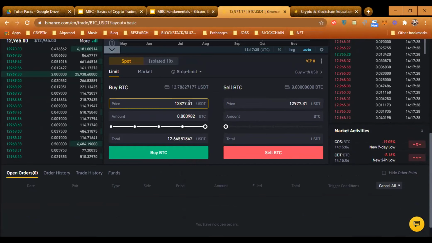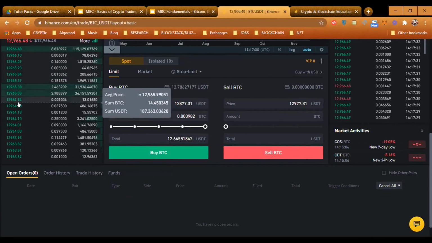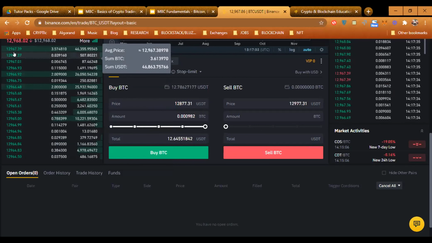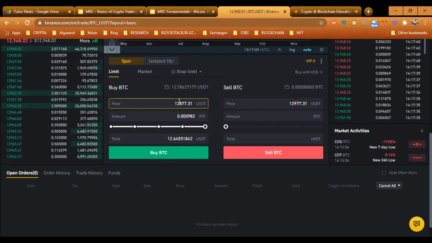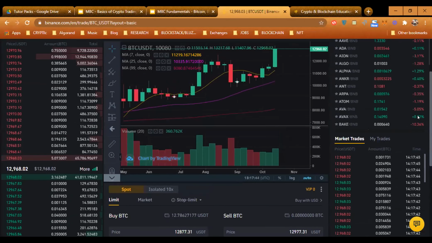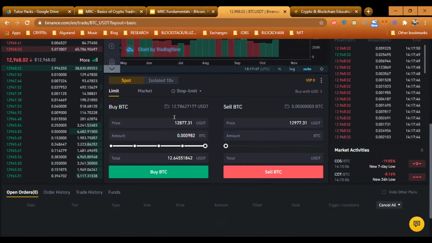If I click on buy BTC, my order will come somewhere here and come down. For example, you can see that this is going down in price, right? 12,968, 12,964. It's going to go down to an order and stay at 12,877. That means that if BTC drops to this price, my order will automatically, sorry, will automatically buy BTC. It means that my USDT will leave my wallet, and then BTC will be credited to my wallet. Do you understand this? So this is how to use a limit order.